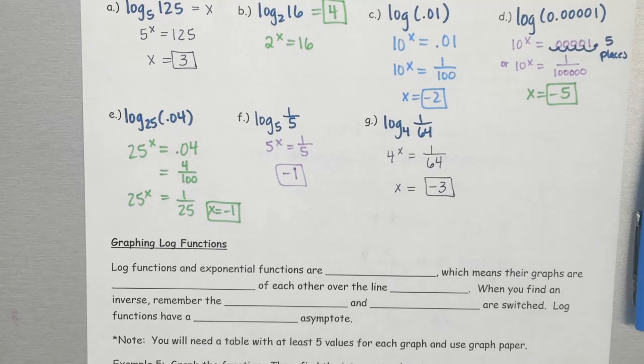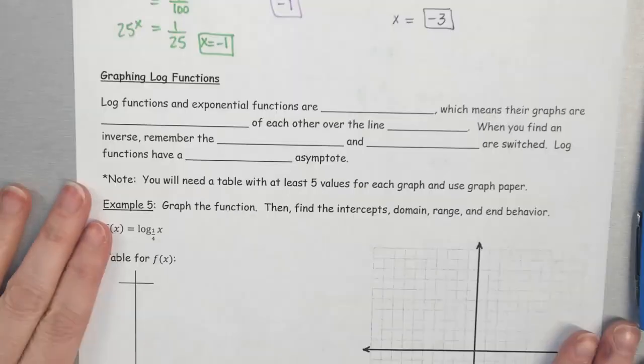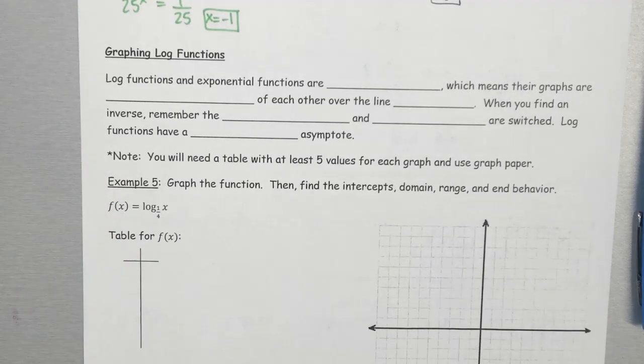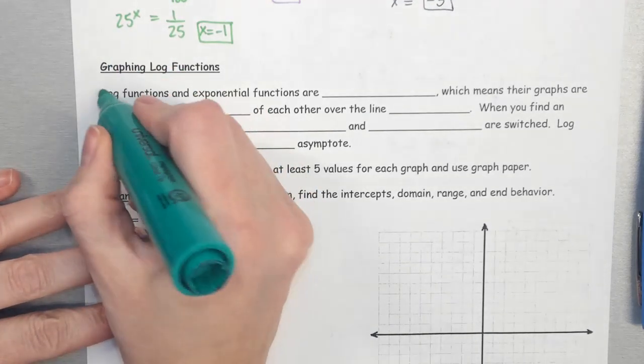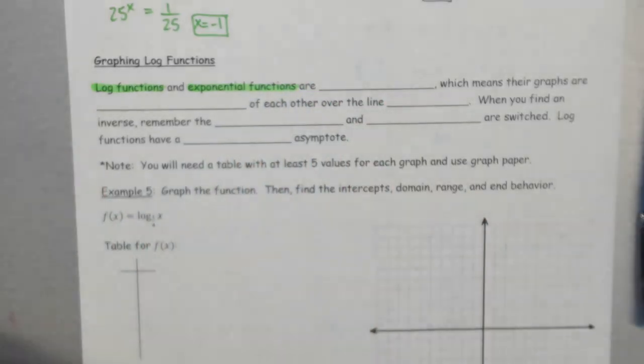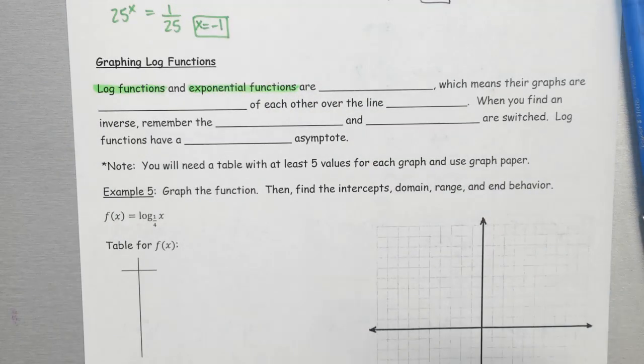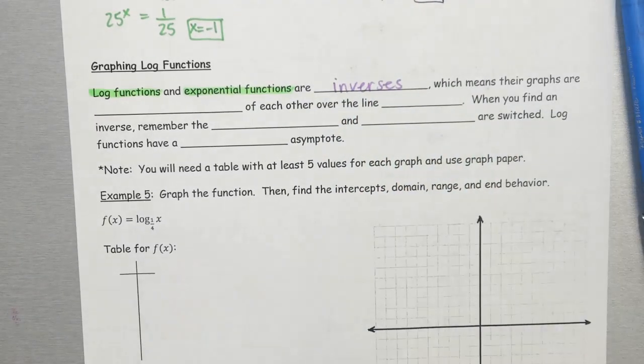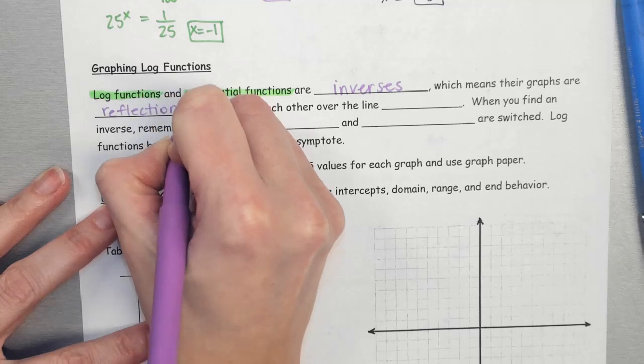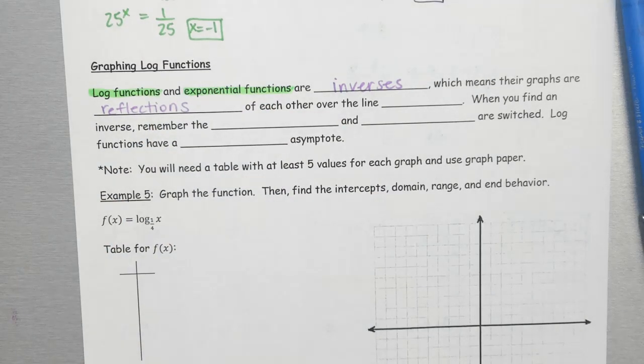All right, now we are going to graph log functions, and we are going to use our graphing calculator for this. I'm going to show you some tricks on there. And then we're also going to talk about the relationship between log functions and exponential functions. So log functions and exponential functions, they are inverses of each other, which means their graphs are reflections of each other over a special line.